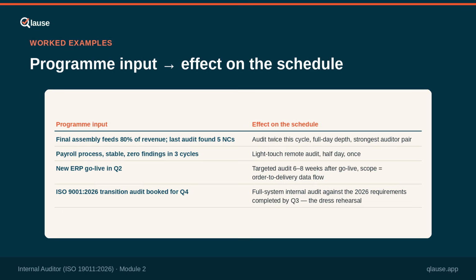And the ISO 9001 2026 transition audit is booked for the 4th quarter. Complete a full system internal audit against the 2026 requirements by the 3rd quarter. That one is the dress rehearsal, and its whole value lies in happening before the real thing.